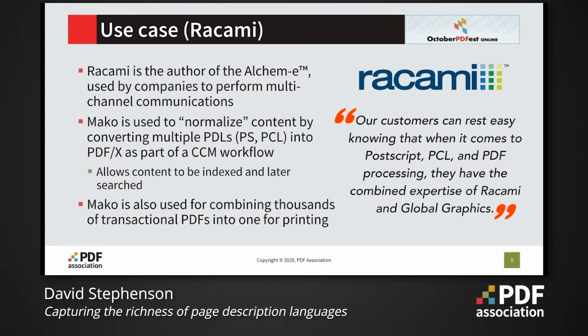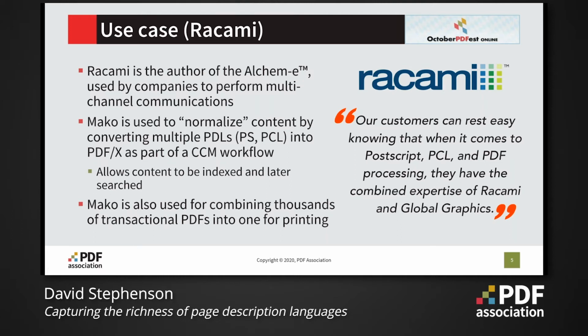They get content from lots of different sources in multiple PDLs. It could be PostScript, could be PCL, and different flavors of PCL, PCL5, PCL XL. And they convert all of that using Mako into PDF/X. That allows them to treat that content in a consistent way. They can index it, and they can search it later to find out what had been transmitted or what had been printed.